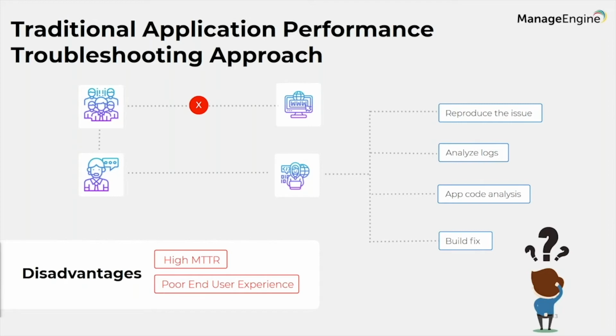So if you ask, what are the disadvantages of this specific way of troubleshooting? The mean time to repair is very high. When a user reports an issue by 9 a.m., saying that they are unable to find a record of the patient, it should be resolved within 10 to 15 minutes.